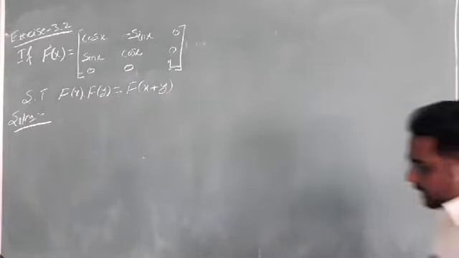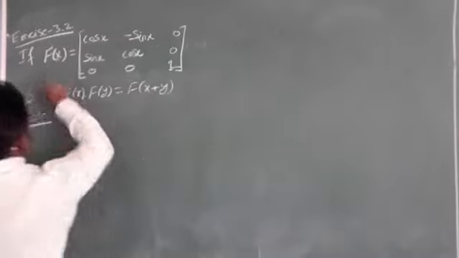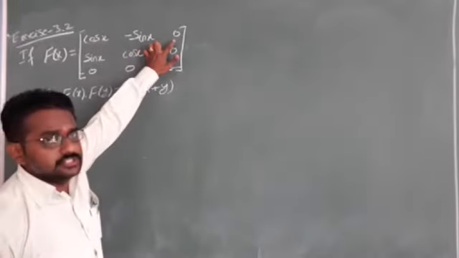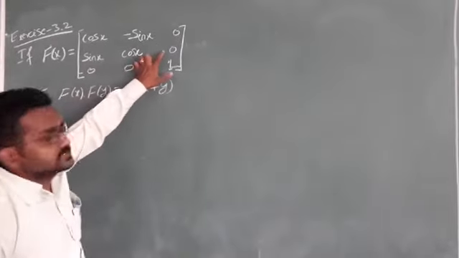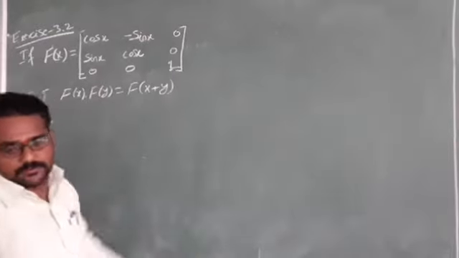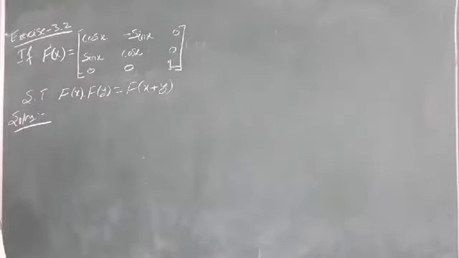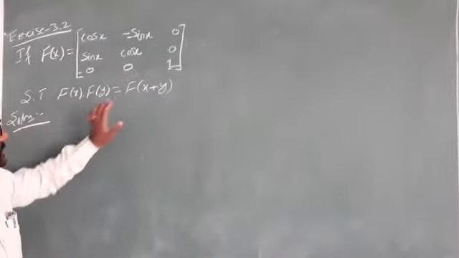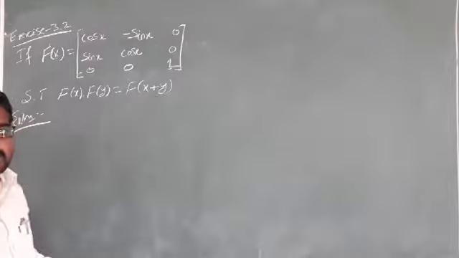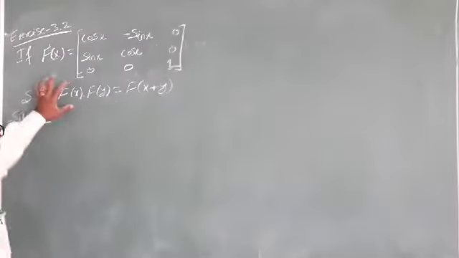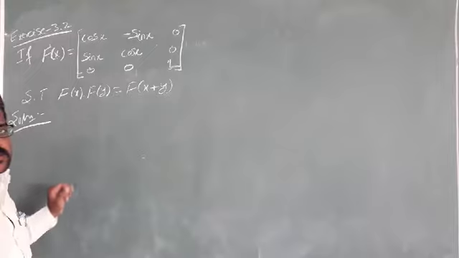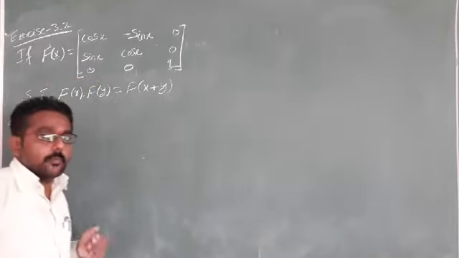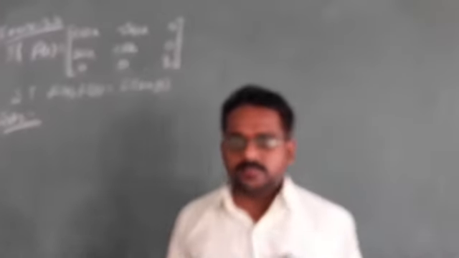Okay. Next problem, students. If f of x equals the matrix cos x, minus sin x, 0, sin x, cos x, 0, 0, 0, 1, this is the given matrix. Show that f of x into f of y is equal to f of x plus y. Okay. F of x, yes, this is the given matrix. And here is the f of y. This is the question, students.